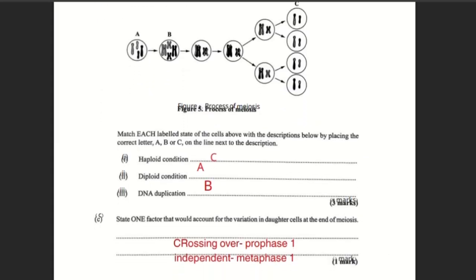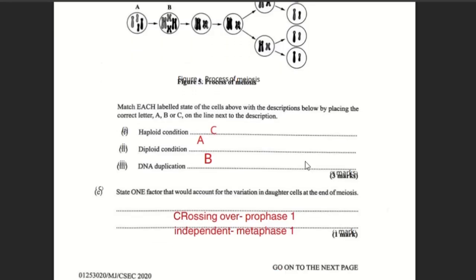Then it says state one factor that would account for the variation in daughter cells at the end of meiosis, because we know that at the end of meiosis the four daughter cells that are produced are all different. None of them are alike, and this is because of two processes. Even though this question only asks for one, there are two processes that take place during meiosis. Meiosis does the lap twice, so it's basically mitosis done twice with a little tweak to it, right? In meiosis we have homologous chromosomes coming together and all of that stuff.